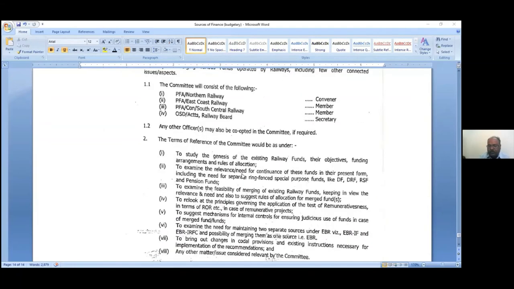So the terms of reference are to study the genesis of the existing railway funds, their objectives, funding arrangements, and the rules of allocation, that is the seventh chapter we just discussed. So they want to review the necessity, the importance, the object of these funds, whether they are still relevant in the present scenario, because there are a lot of changes, that is the merger of the railway budget, and there is no loan capital. And to examine the relevance or need for continuation of these funds.